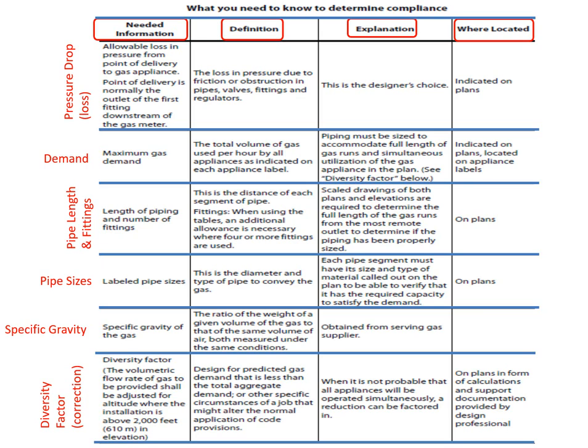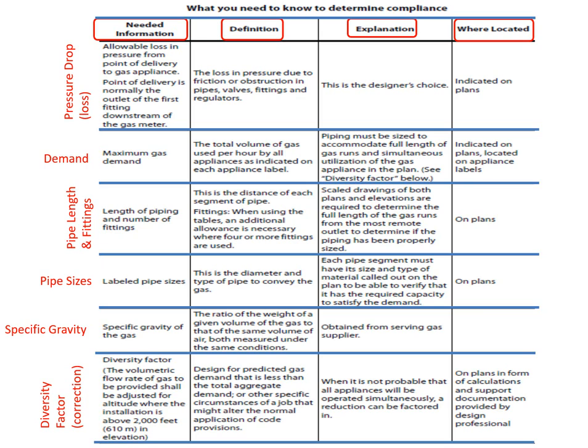Demand is the next row that we're going to be taking a look at. The information needed: maximum gas demand. The maximum gas demand considers the appliances that will be utilizing the gas. When we design gas piping systems, we have to understand completely what type of appliances are being installed to properly meet the demand of the system.